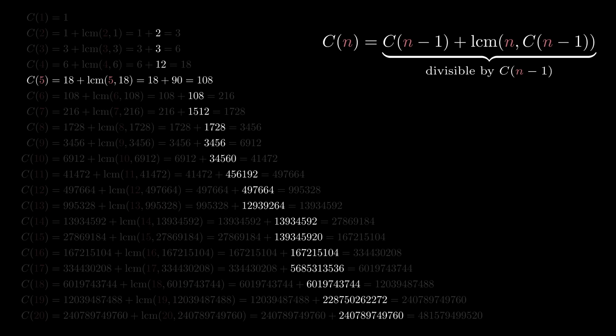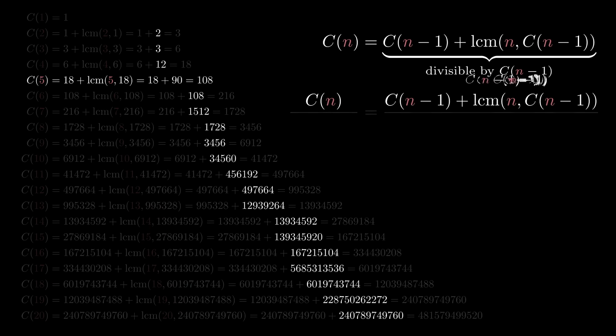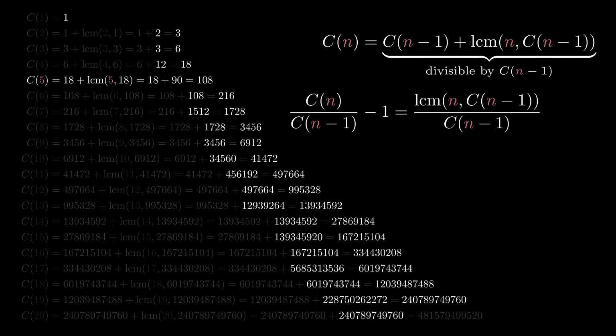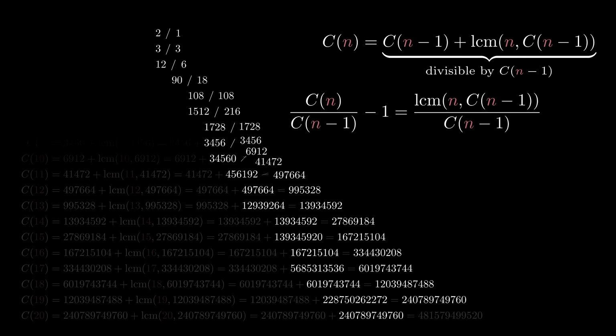So it makes sense to look at the ratio C of n divided by C of n minus 1. This is equal to 1 plus the LCM divided by C of n minus 1. Let's subtract 1 from this ratio, so that we're looking at the value obtained by dividing the LCM by the previous term. Let's compute some of these values.